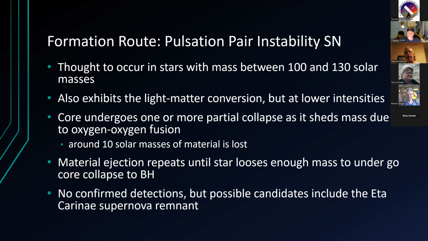We haven't observed any supernovas that would be signatures of this process, but we think that the Eta Carinae supernova remnant is one possible candidate for this type of process. I don't believe this is referring to the star that formed the Homunculus Nebula. I think it's referring to something else, but I can't remember off the top of my head.